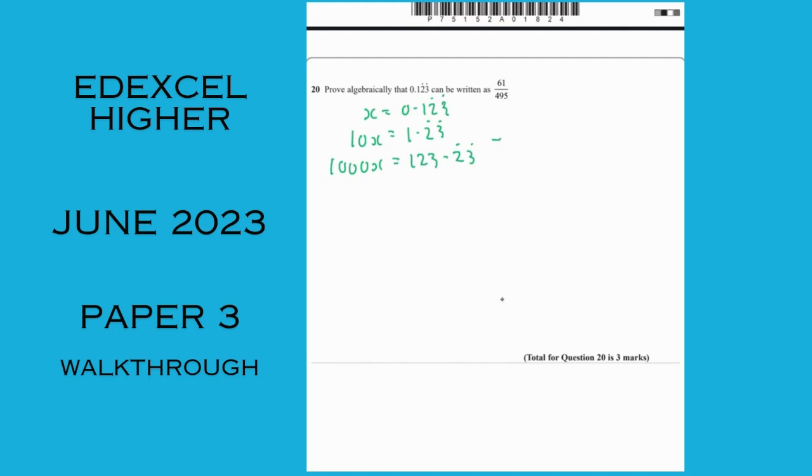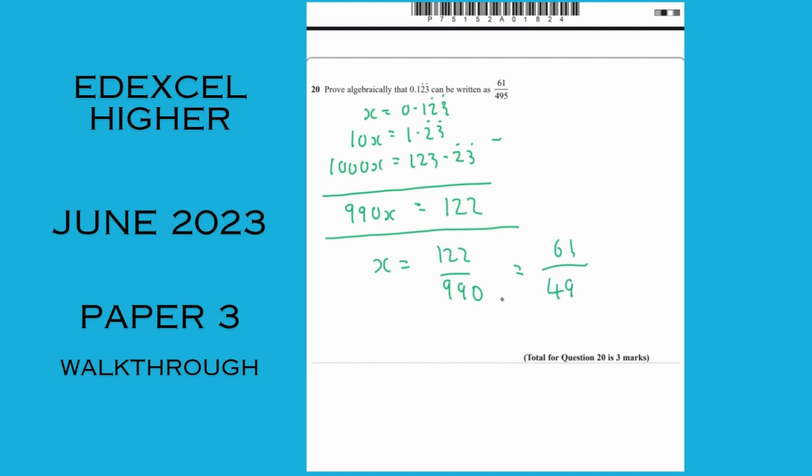And now you can do a takeaway, because the recurring parts after the decimal point cancel. So 1000 take away 10, we get 990. And 123 point a load of rubbish, take away 1 point a load of rubbish is 122. Definitely show this next line. It's 122 over 990. Obviously you can use your calc, but the answer's right there. Divide top and bottom by 2.